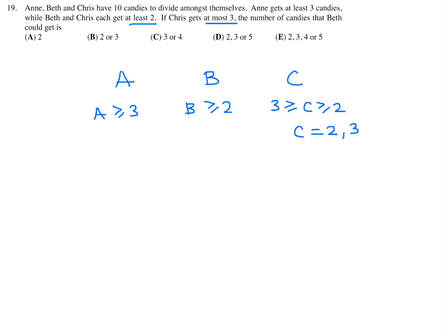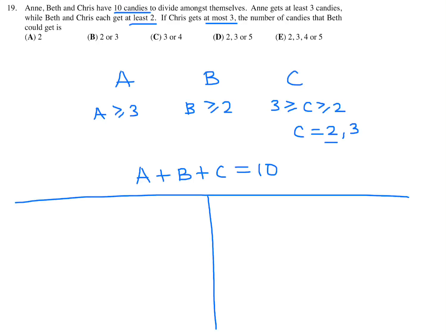For B, we don't know. I mean, it's greater than or equal to 2, but it could be 3, 4, 5, 6. We don't know. And A, similarly, all we know is that it's greater than or equal to 3. All right. The only equation that we have is the fact that they total 10 candies. So that means A plus B plus C is equal to 10. And that's all we have. So we are going to work with the only thing we have with these 2 values of C. So the first scenario is when C equals 2, and the second scenario is when C equals 3.